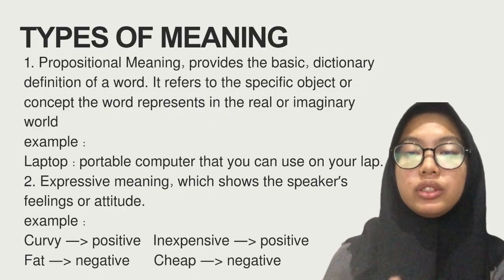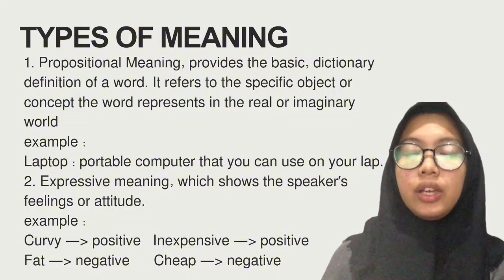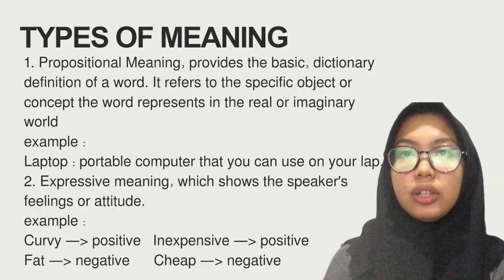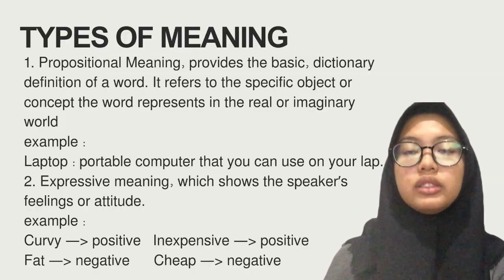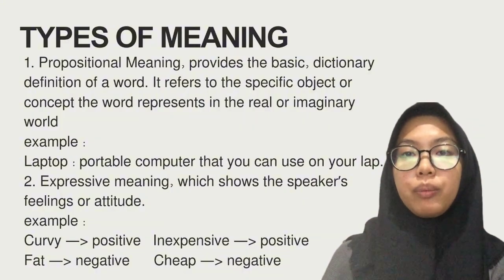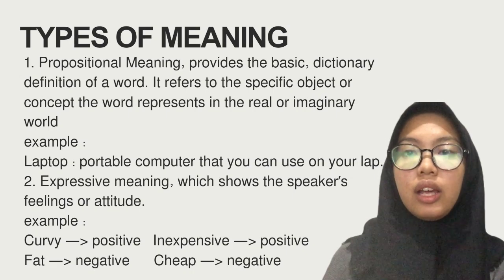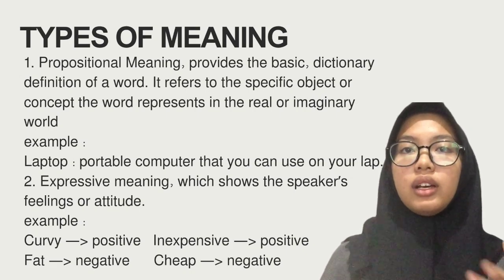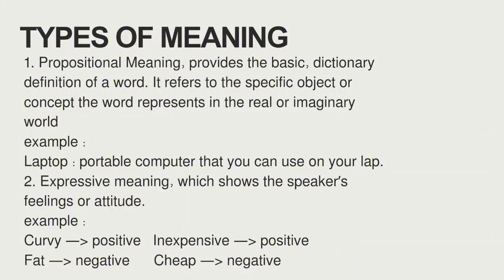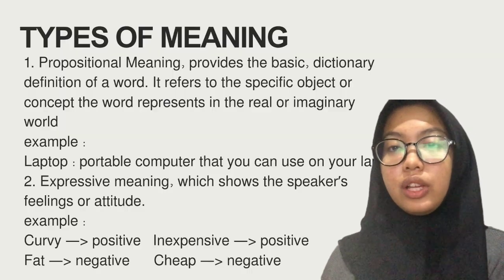The first one, we have propositional meaning. It provides the basic dictionary definition of a word. It refers to a specific object or concept the word represents in the real or imaginary world. A simple example is the word laptop, which means the portable computer that you can use on your lap. But if I point at a large television and call it a laptop, it's a propositional mistake because it doesn't describe the object correctly.